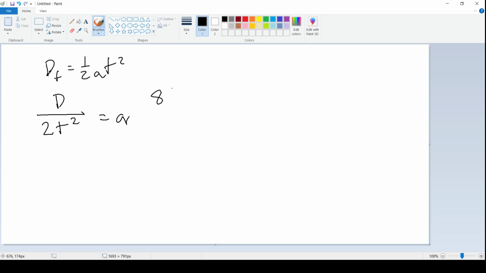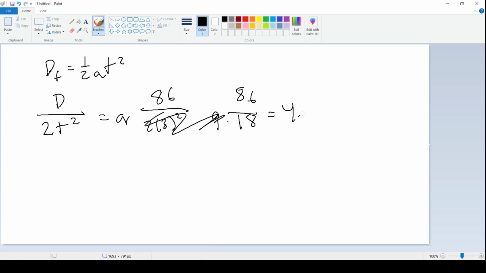So that means 86, we've seen the math before, over 2 times 3 squared. 3 squared is 9, and then that would be 18. So 18 and 86. 86 divided by 18 equals 4.777 with a bar over it. We're getting closer now, okay? 86 divided by 18. I'm doing it on my calculator now. Yep, it comes out to that math.